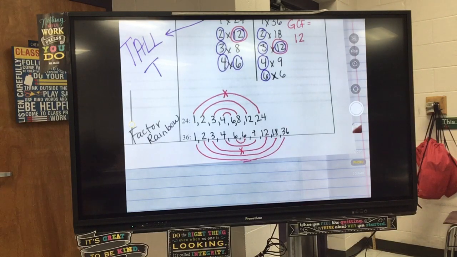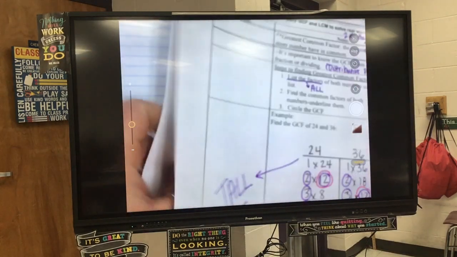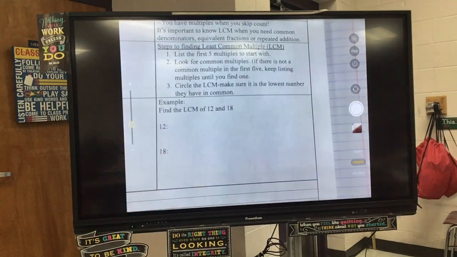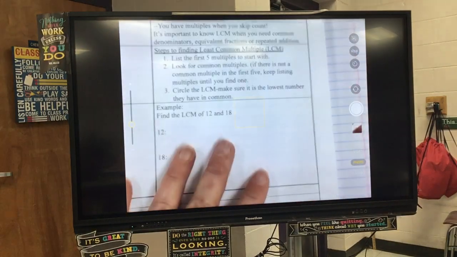All right, questions about GCF. You guys kind of remember this a little bit? Teeny tiny little bit? Okay. All right, so go to the next paper. And I apologize, I was not paying attention when I made copies. That's why we have 2 sheets instead of one little one.